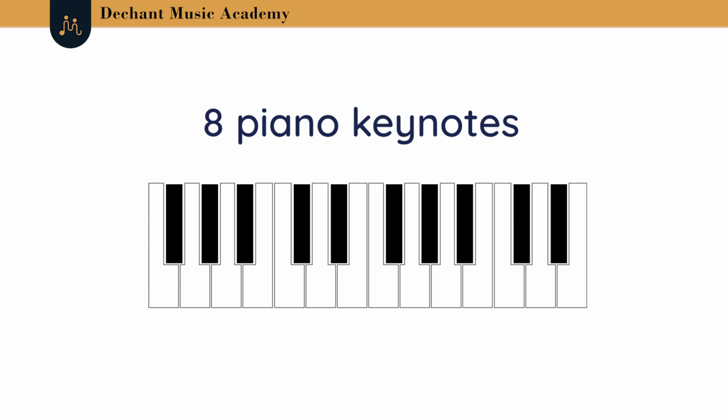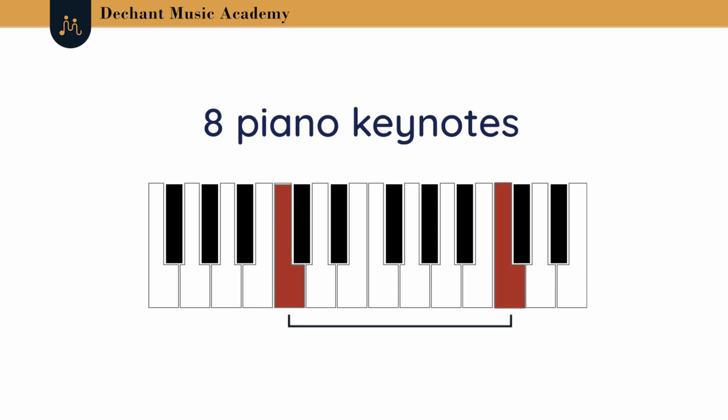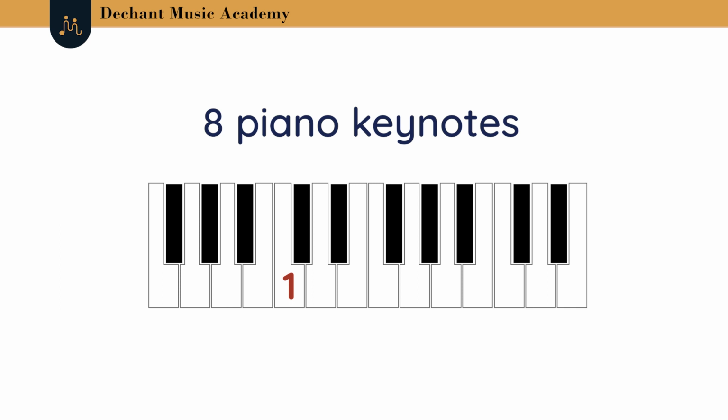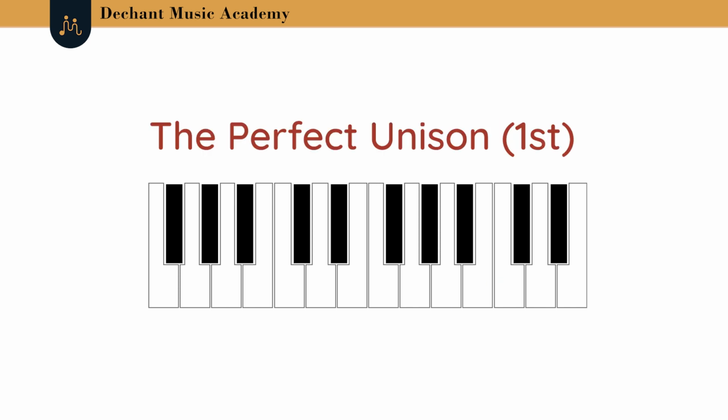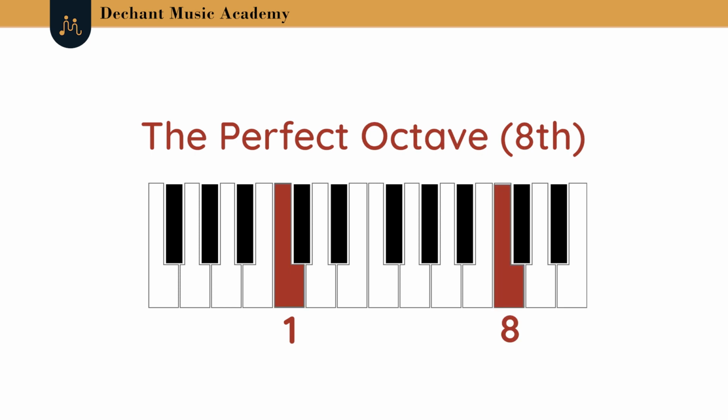When we look at the piano keyboard from C to C, there are in total 8 keynotes. 1, 2, 3, 4, 5, 6, 7, 8. The perfect unison, first, is played on the first keynote. That is why the shortcut number 1. The last interval, the perfect octave, eighth, is connected to the last keynote. That's why the number 8.